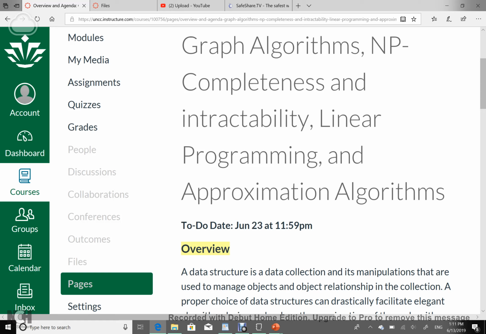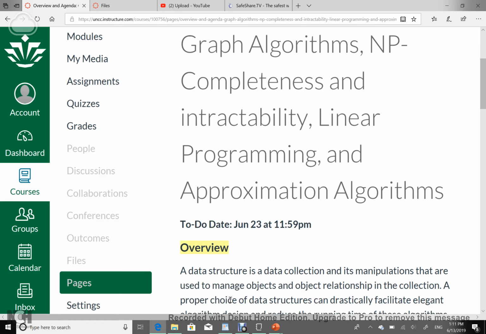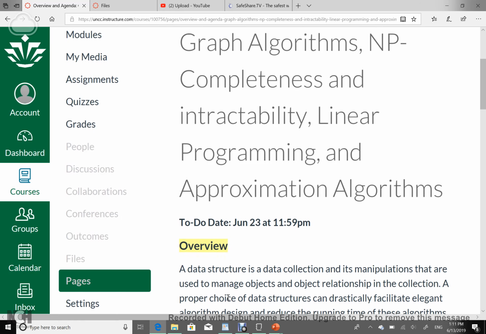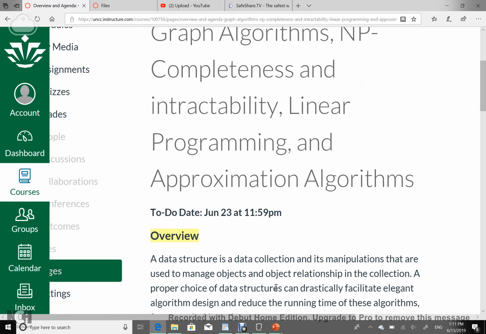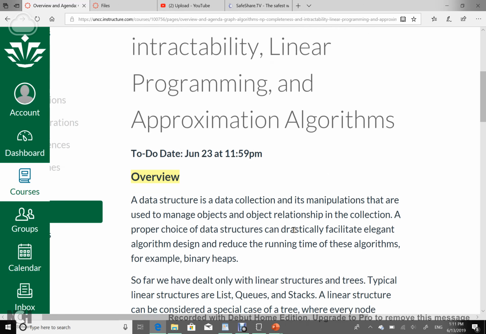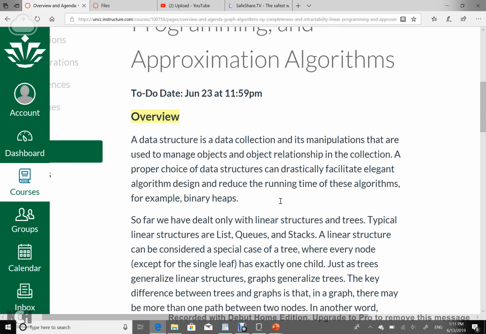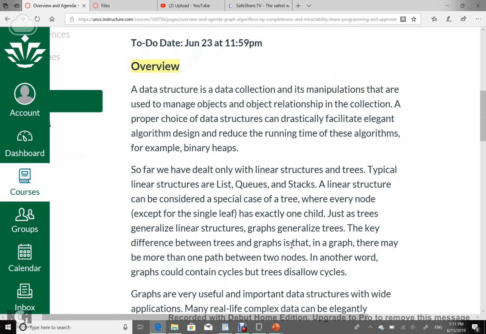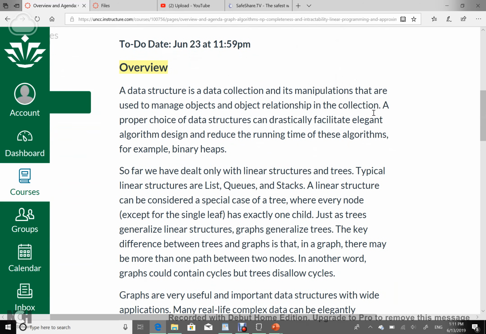Let's see. First, let's briefly see why we need to have graph algorithms. A data structure is a data collection and its manipulation that are used to manage objects and object relationships in the collection. A proper choice of data structures can greatly facilitate elegant algorithm design and reduce the running time of the algorithm. For example, parallel heaps.